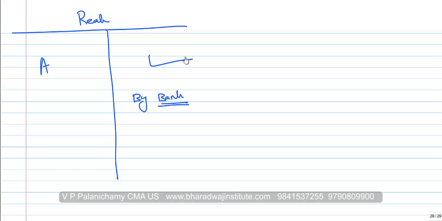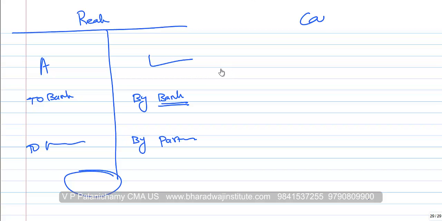By bank. When liabilities are paid by the firm, to bank. Then when assets are taken over by partners, by partners' capital. When liabilities are paid by a partner, to partners' capital, like that we put, and we close which account? Realization account. Then we prepare which account?